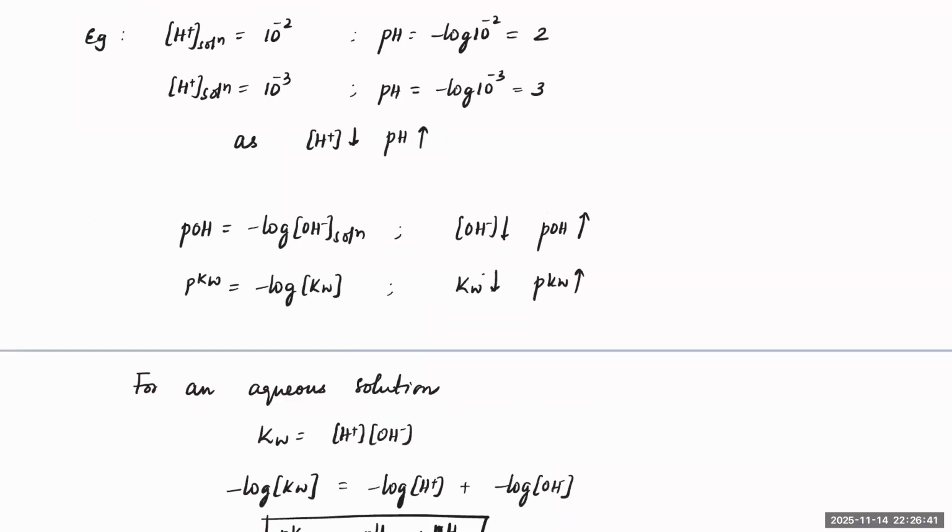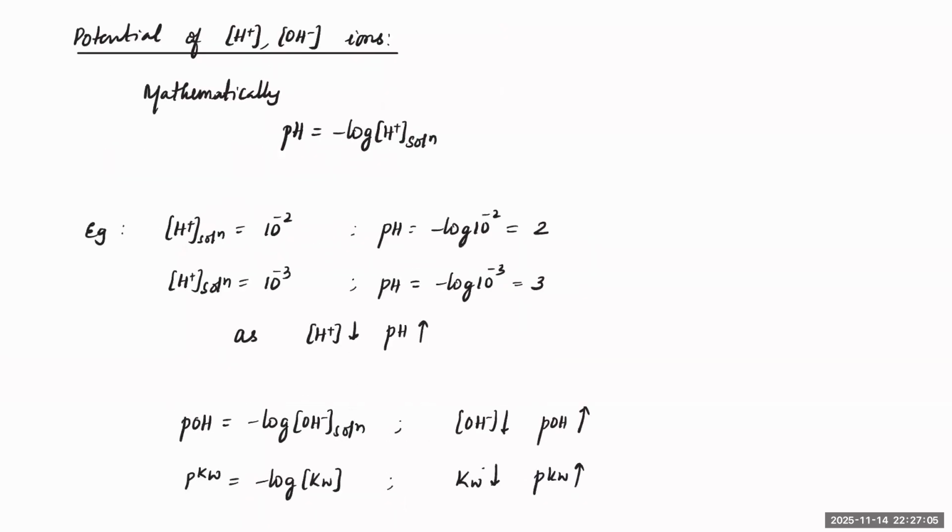Similarly, we can have pOH also. pOH means minus log of OH minus concentration. Similarly, I can have pKw also, which means minus log of Kw value. So as the OH minus concentration decreases, pOH increases. As the Kw value decreases, pKw value increases. So I think the values are clear.